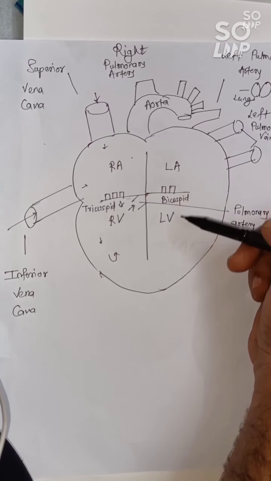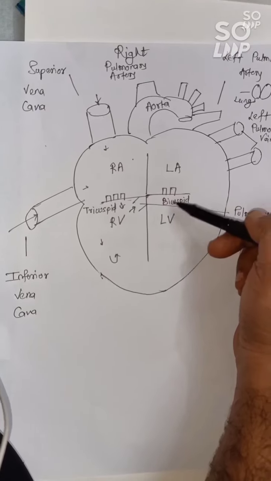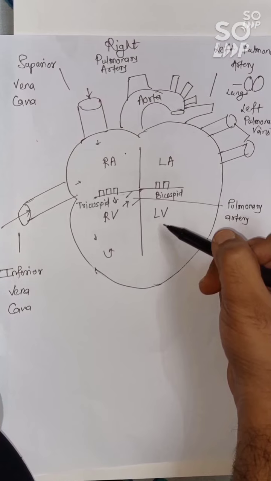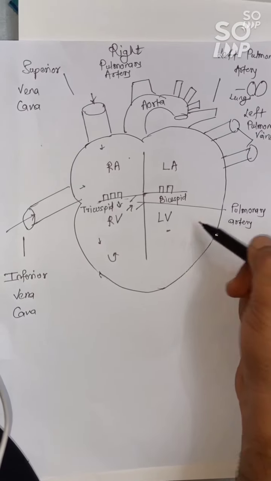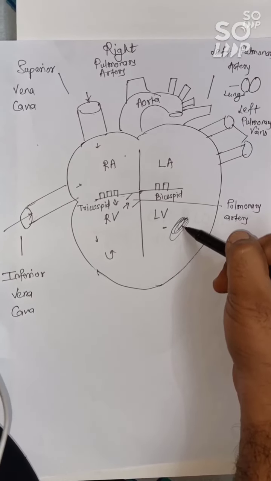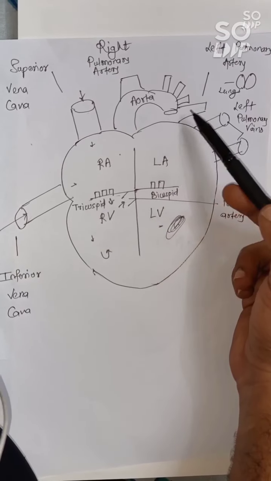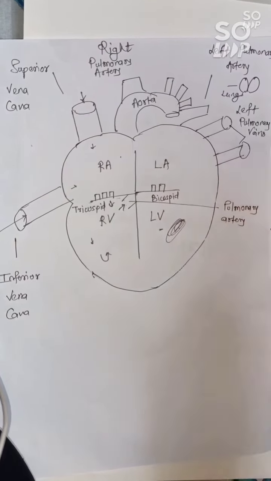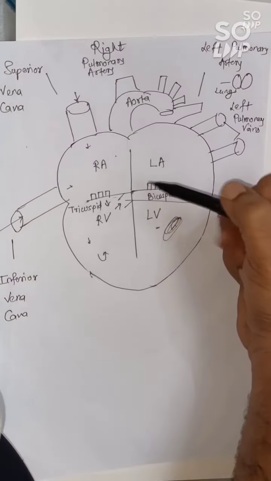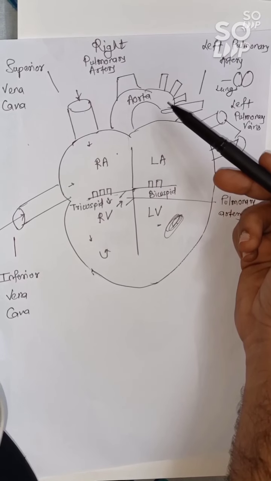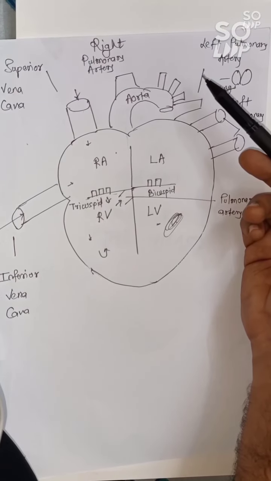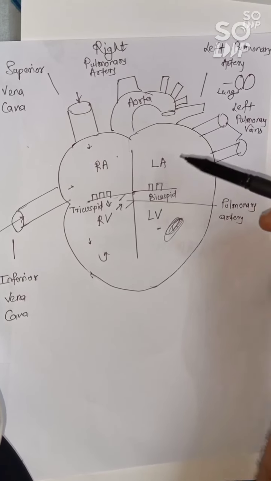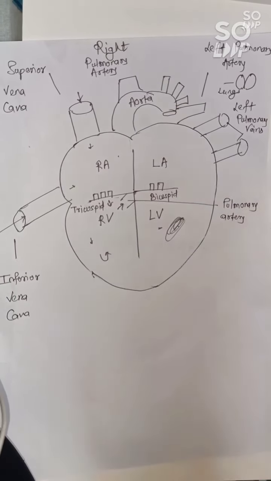From the left atrium it goes into the left ventricle through the bicuspid valve. The left ventricle has the thickest muscles, as it has to pump the blood to all parts of the body through the aorta. From the aorta the blood passes into the other parts of the body, the oxygenated blood, which comes from the lungs to the left atrium into the left ventricle.